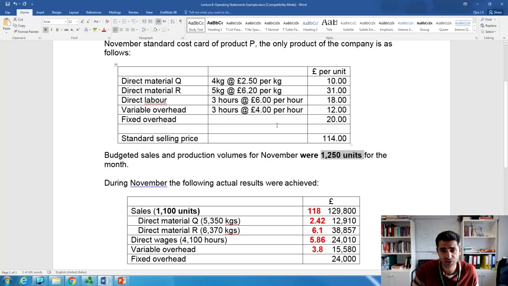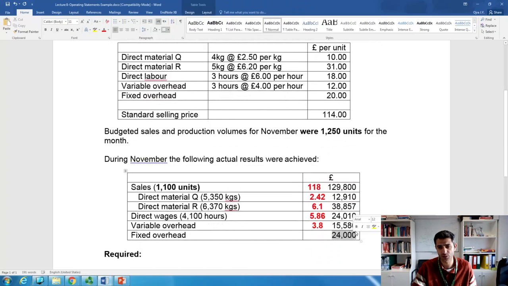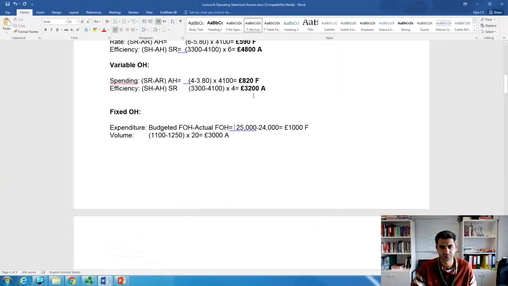So the budgeted fixed overhead is £25,000 minus the actual fixed overhead, which is £24,000. This is £1,000 favorable. Very simple. Why? Because the actual spending was less than the budgeted spending.